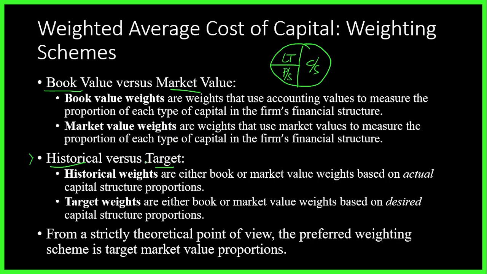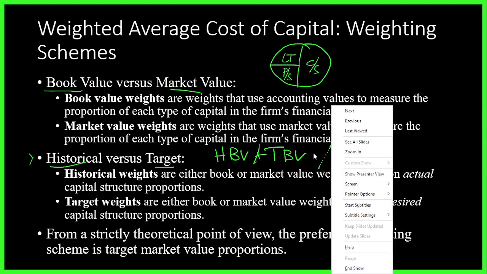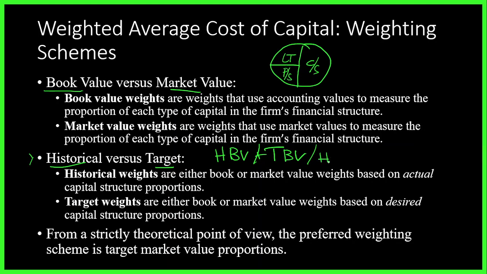It's future-oriented naman. So if you have book versus market and historical versus target, if you put that together, you can actually come up with 4 kinds of weights, no? You have the historical book value, you have the target book value, you have your historical market value, or you have your target market value. And the best weight is always the target market value.